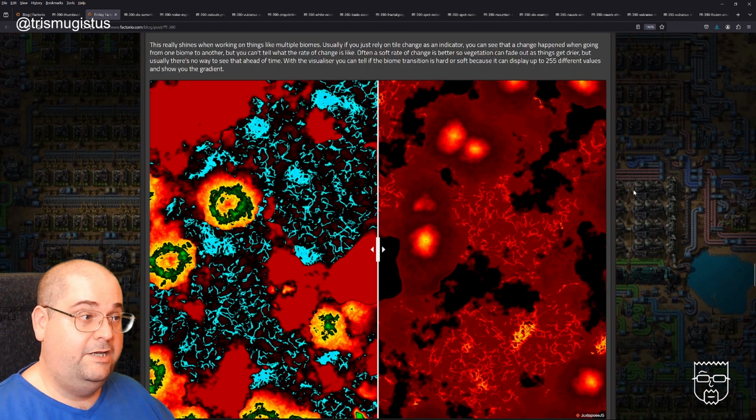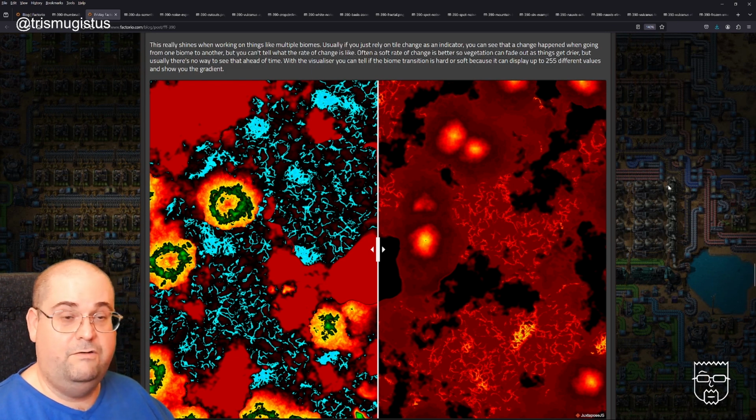Often, a soft rate of change is better, so vegetation can fade out as things get drier. But usually, there's no way to see that ahead of time. With the visualizer, you can tell if the biome transition is hard or soft because it can display up to 255 different values, 255 different colours basically, and show you the gradient.